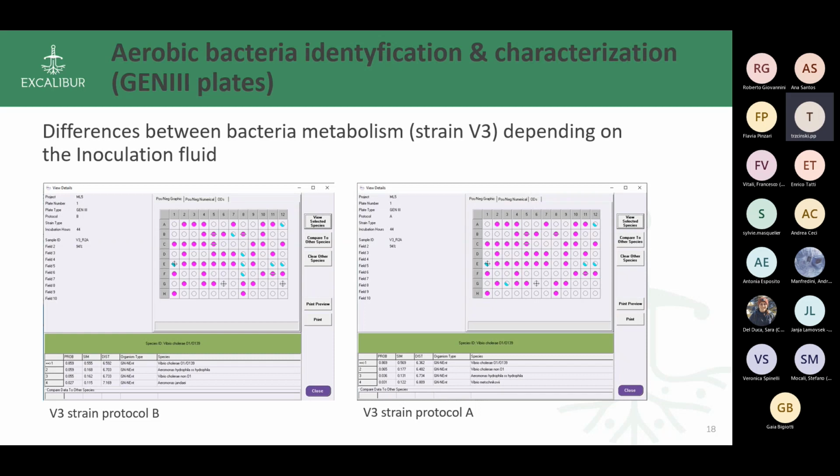Another example. For the strain V3, I used different protocols. Of course, I obtained the same results, Vibrio, but there are some differences. So in that case, we have the same identification, but sometimes you can obtain different identifications. So, as I told you, it is important to use the proper protocol.